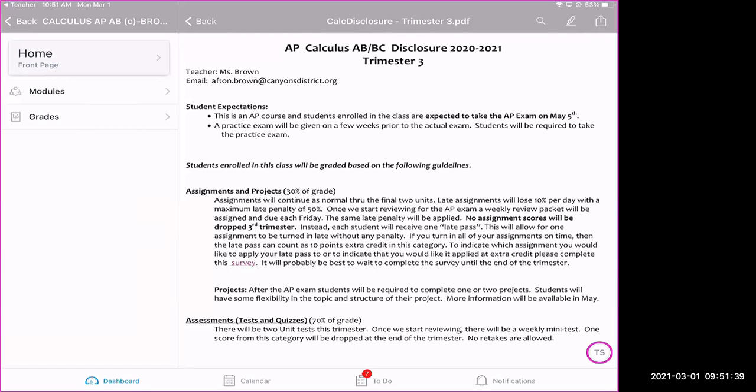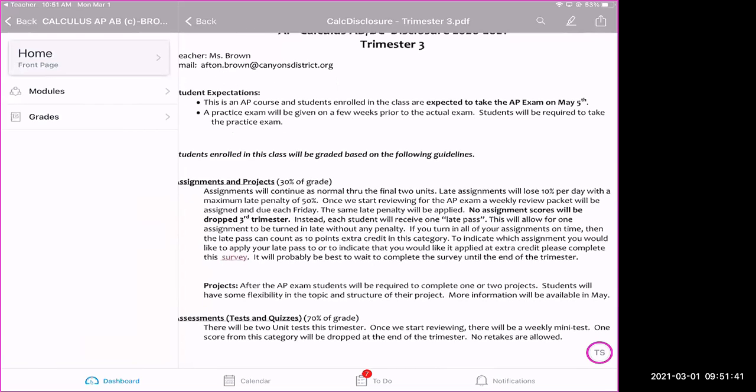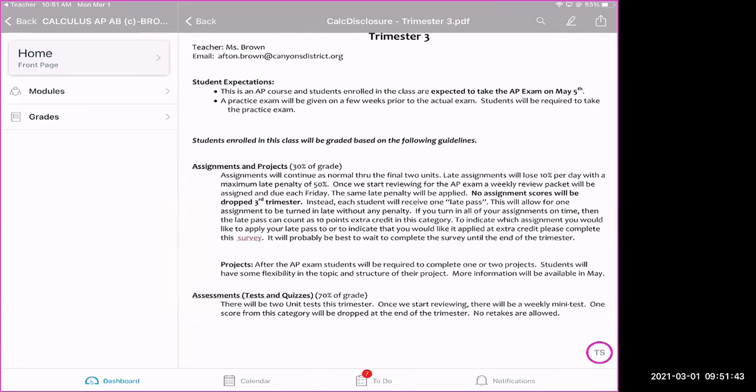Okay, so first thing, AP test is May 5th. So that's a Wednesday. I believe it's the first of the 2 weeks of the AP testing. How many of you are taking other AP tests? Just a handful? Okay.